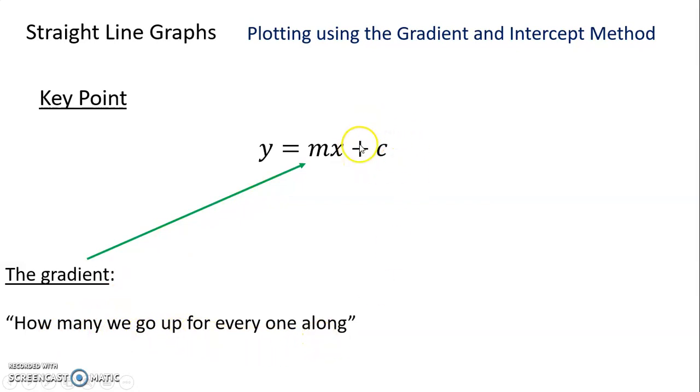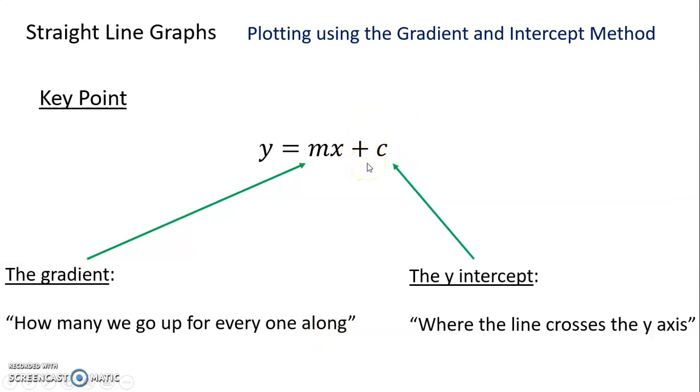The plus c part here, that's the constant. That's the amount we're adding to the x term. And that will always tell us the y-intercept, where the line crosses the y-axis. So pause the video and make sure you've got this written down into your maths books.